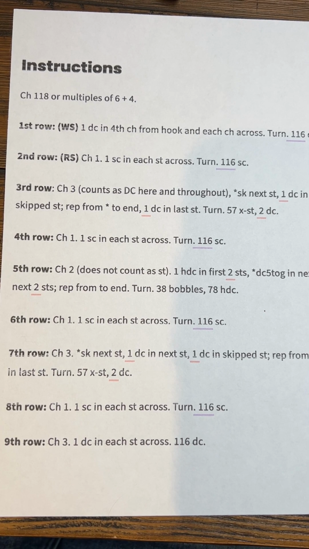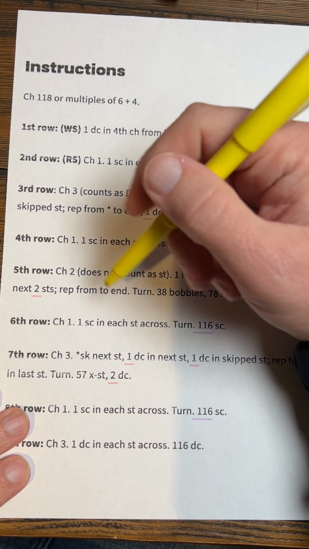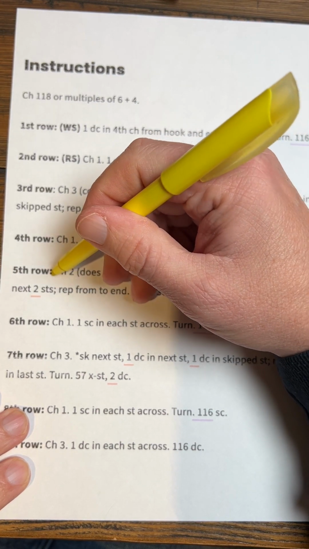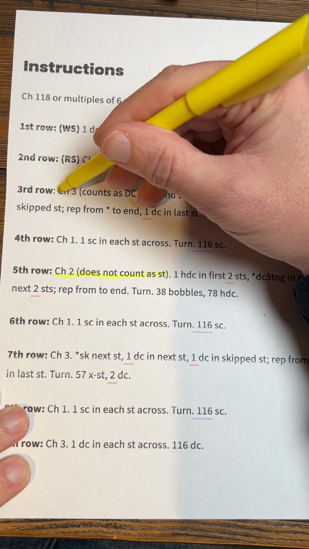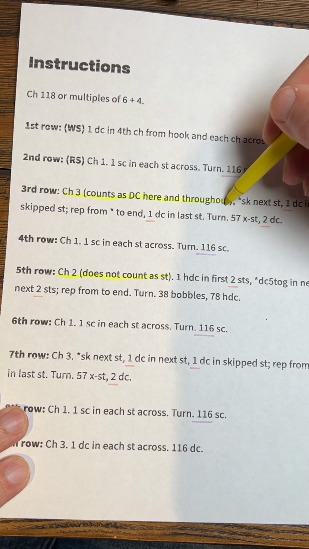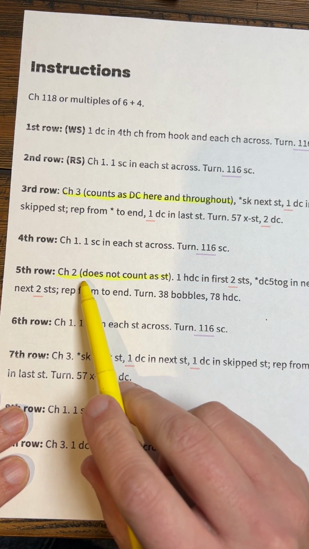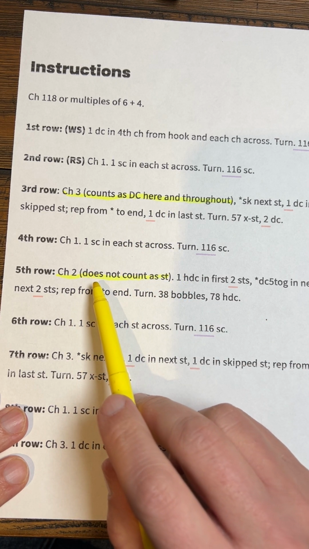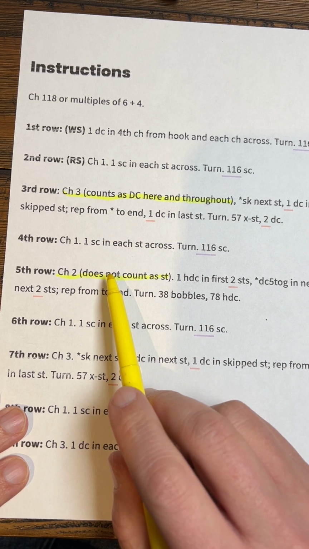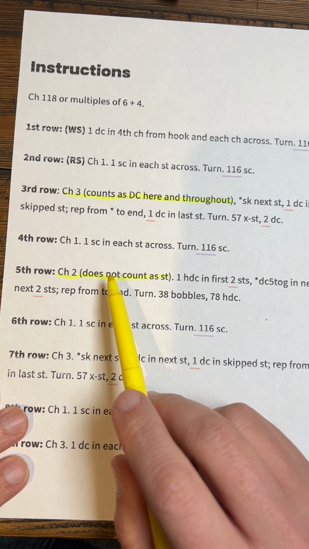Question came in from Anne regarding the Little Boy Blue. It's one of Jeannie's designs. And we have here on number 5, it says the chain 2 does not count as a stitch, but then in here it says chain 3 counts as a double crochet here and throughout. Why does this one not count as a stitch, but this one does? And it has everything to do with the anatomy of the stitch. And I'm going to demonstrate why that is in just a second.